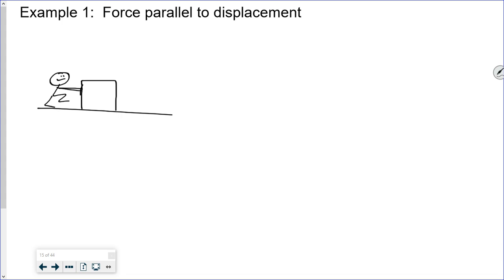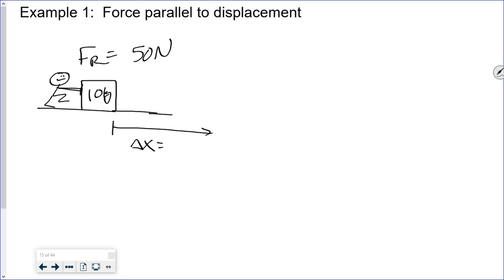Okay, so let's come up with some numbers here. Let's suppose it's a 10-kilogram box. He's going to push it with a force of, I don't know, how about 50 newtons. Let's calculate the work that Roy does while the box slides through a distance of 20 meters.